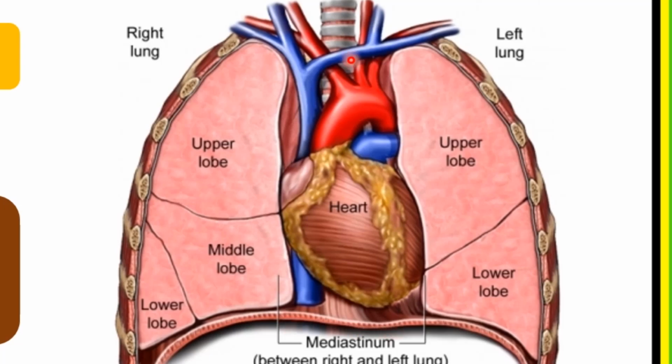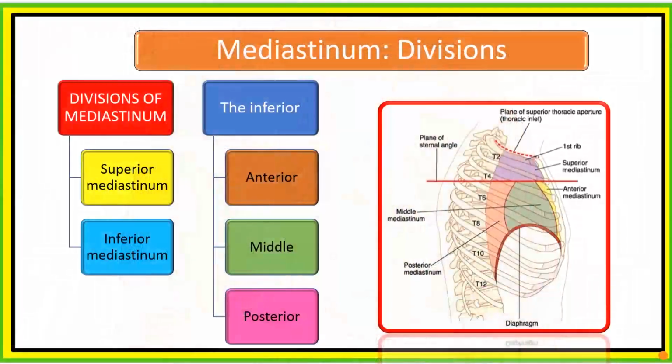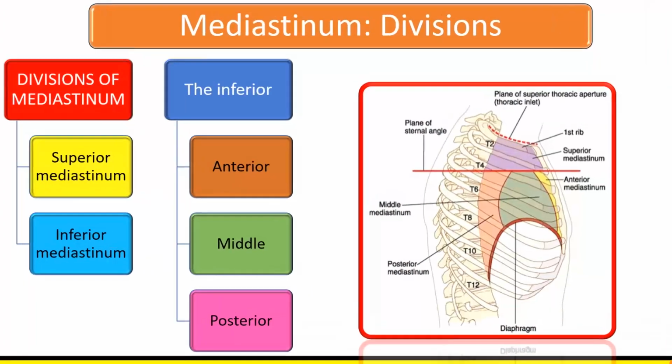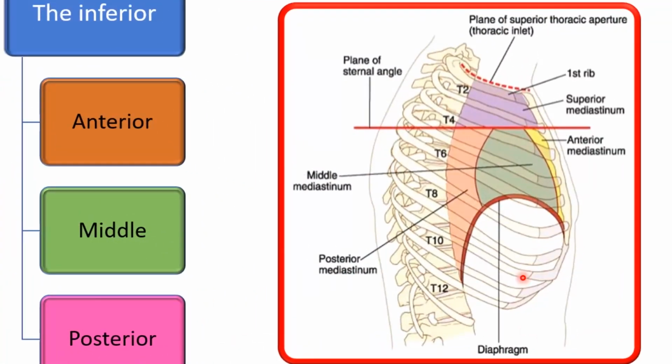So what is this mediastinum? It is a mobile partition that is formed by the structures occupying the central part of the thoracic cavity, and this area is surrounded by the two lungs, one on the right and one on the left. In this view, we see the entire thoracic cavity from the lateral view.